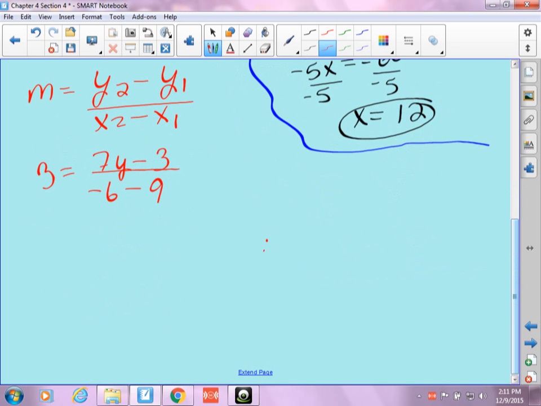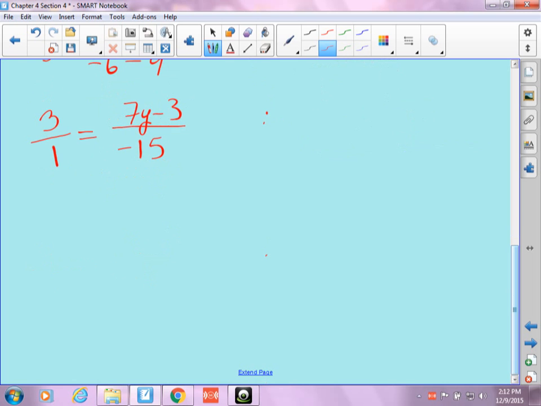I'm going to keep bringing this down. Now, 3 can be written as 3 over what? 1. And I'm going to just clean this up a little bit. Negative 6 minus 9 is? Negative 15. Yes. Good. Okay? Now what would I do? Cross multiply. Very good.